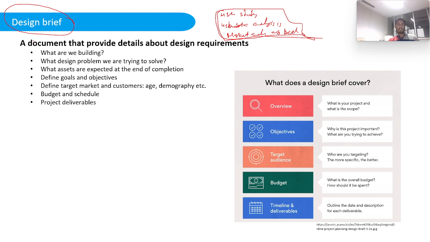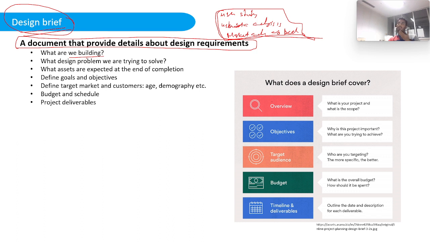Now based on the design brief only we go ahead with the design process. The design brief is nothing but a document that provides details about all sorts of design requirements. So it includes what we are building. We need to define what products we are building, what the business scope is, and what we are looking for.